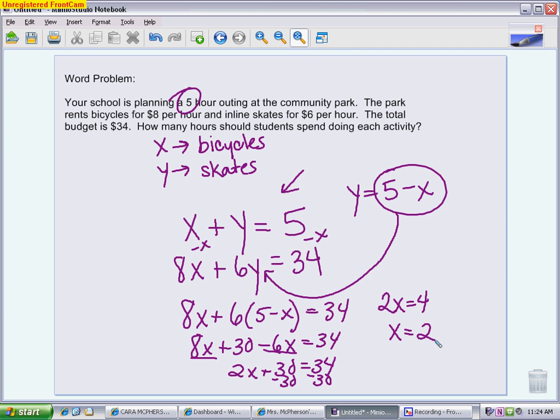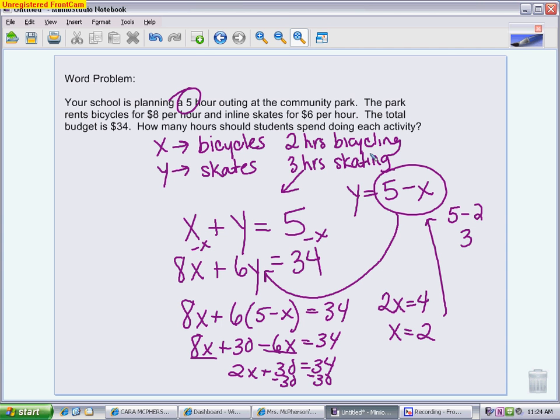Again, my answer, I need two things. I'm not necessarily going to write it as a point. Instead, I'm going to write each as the number of hours I'm going to spend doing different activities. When I take the 2 and put it back here into the piece I circled, I get 5 minus 2, which is 3. That means I want to spend, x was 2, I want to spend 2 hours bicycling. And I want to spend 3 hours skating.